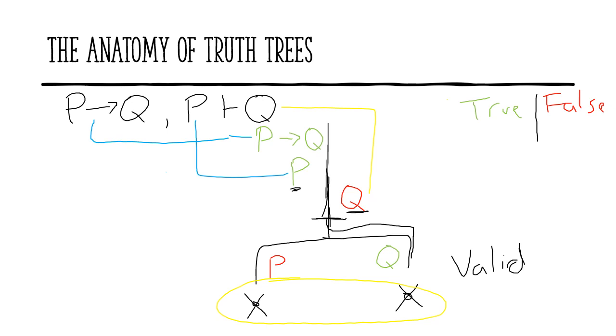Now, when a sequence is valid, there's nothing more for us to do. It just says that the conclusion necessarily follows from the premises.